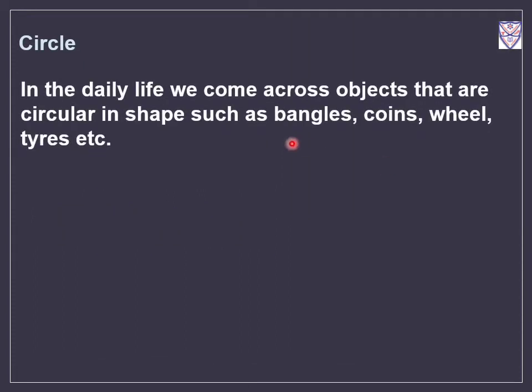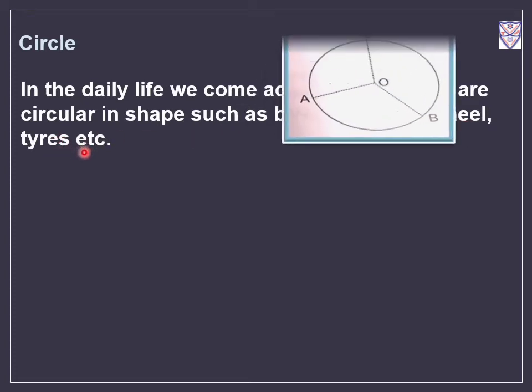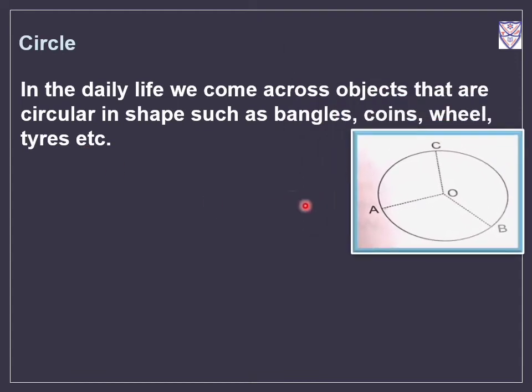Now next is circle. In daily life, we come across objects that are circular in shape, such as bangles, coins, wheels, tires, etc. Bangles are in the shape of a circle, a coin is in the shape of a circle, a wheel is in the shape of a circle, and tires are in the shape of a circle. So this is the shape of a circle.